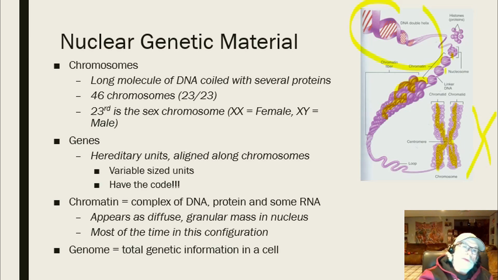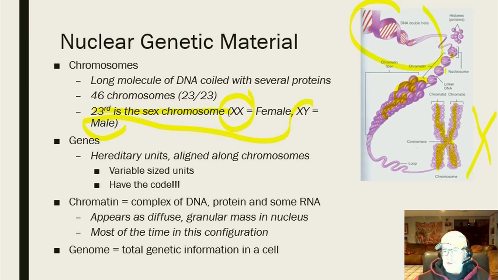The 23rd pair is called the sex chromosome. In females, it's an XX, and in males, it's an XY. Okay, so XY in males. And the thing that's interesting is on the Y chromosome, there are certain types of genes that are only on the Y chromosome. Therefore, there are diseases that only males can get. A typical one, I think I had probably mentioned in an earlier discussion, was Duchenne's muscular dystrophy.